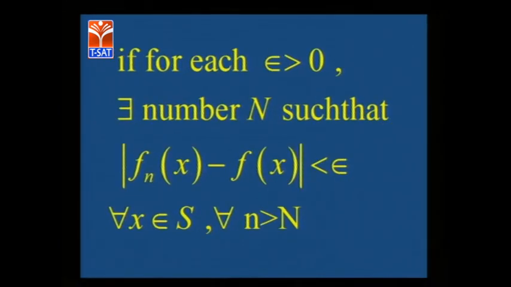So, |fn(x) - f(x)| < epsilon for any point x belongs to X, and for all n belongs to N. So, this estimation between |fn(x) - f(x)| is very small, then that convergence is called uniform convergence. The main difference between pointwise convergence and uniform convergence is as follows.